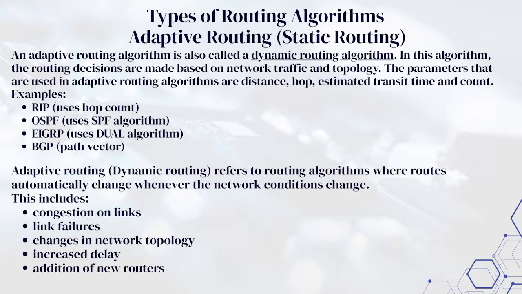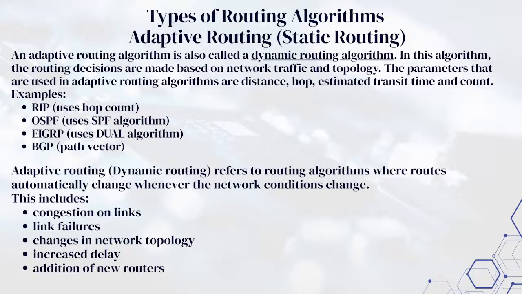Now, adaptive routing is also called dynamic routing. In this algorithm, the routing decisions are made based on network traffic and the topology. The parameters used in adaptive routing algorithms are distance, hop count, estimated transit time and cost. The examples are RIP, OSPF, EIGRP and BGP. These are the different protocols which are used.